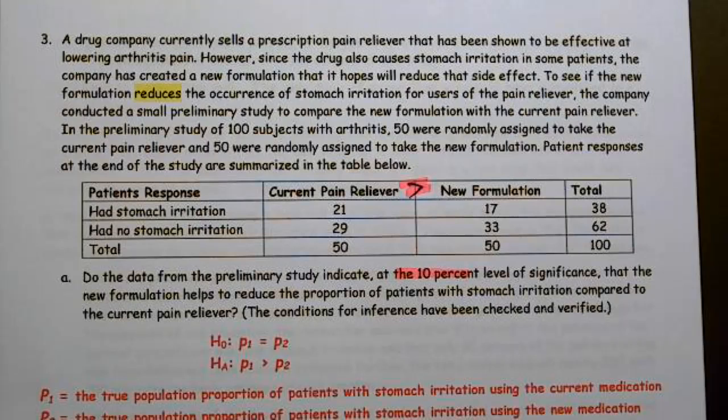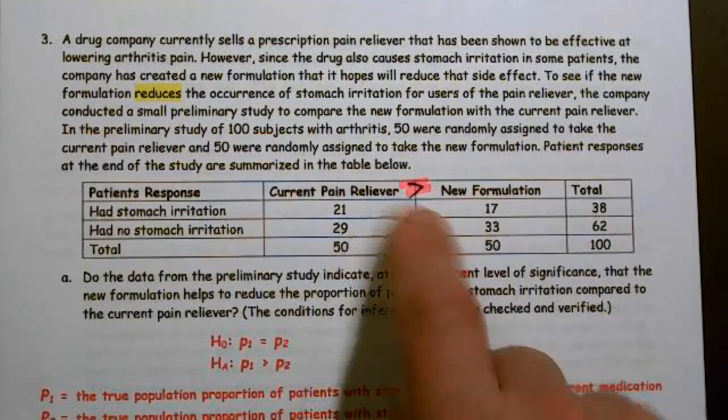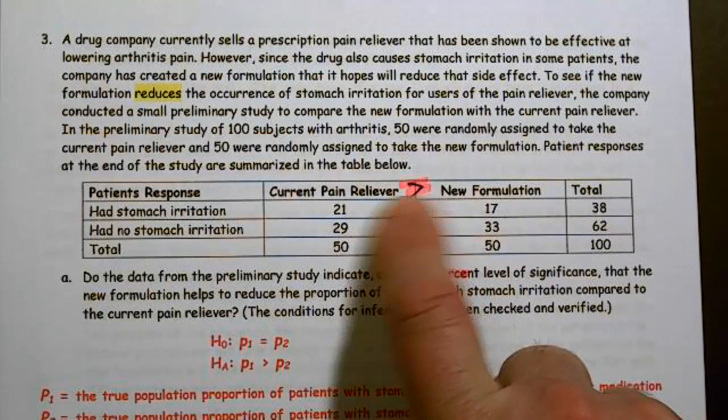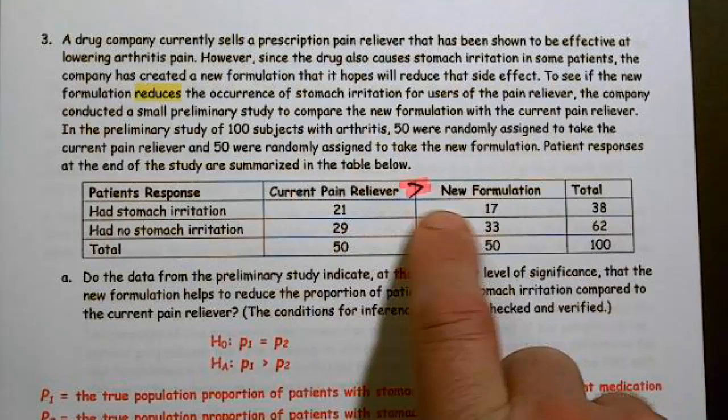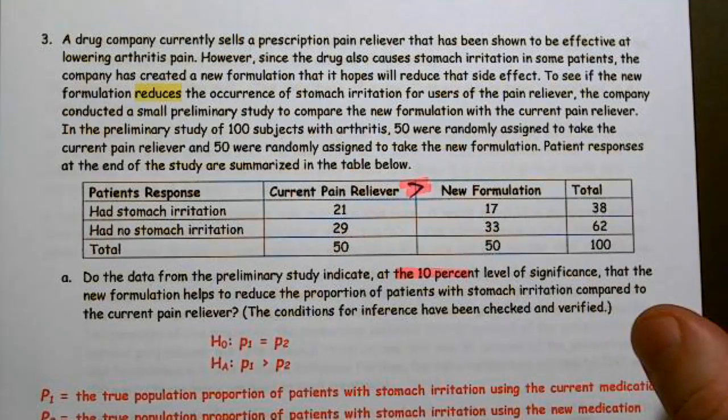A drug company currently sells a prescription pain reliever that has been shown to be effective at lowering arthritis pain. However, since the drug also causes stomach irritation in some patients, the company has created a new formula that it hopes will reduce that side effect. So we're hoping to reduce the amount of stomach irritation. So we want the new formula to have less than the current formula, or the current to have more than the new formula.